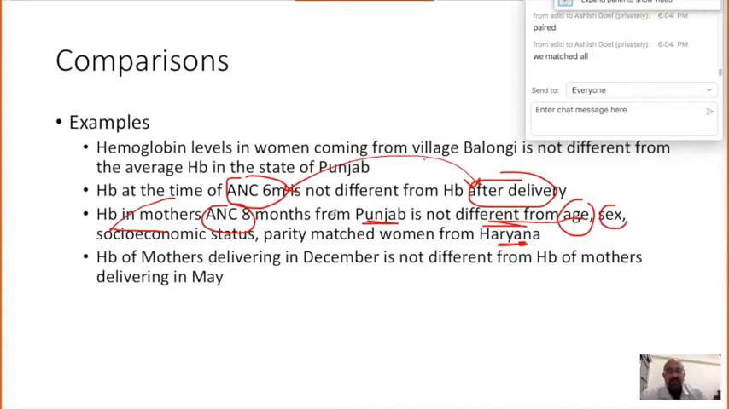So there are two instances when we are using the paired t-test. One, when we have two samples from the same patient, which we want to compare, or we have two different patients and they are matched to each other.